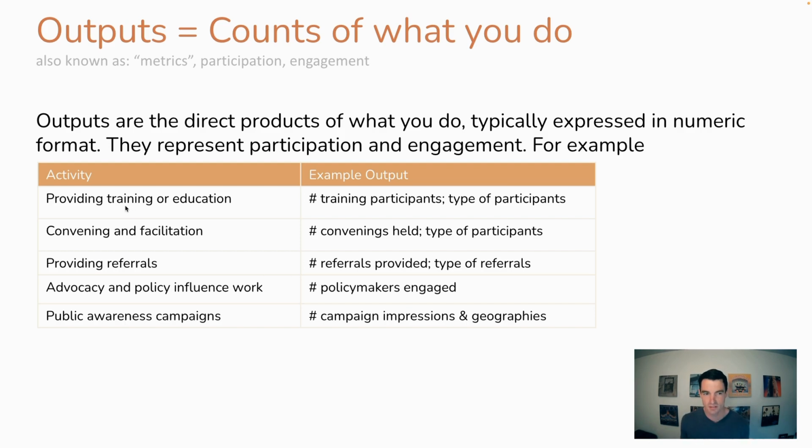So if your activity is providing training or education, an output would be the number of training participants. It's the scale of engagement. If your activity is around providing referrals, your output might be number of referrals provided, the types of those referrals, that sort of thing. So conceptually, keep in mind that outputs are numbers describing the scale of what you do, and outcomes describe the meaningful change based on that participation. So within this, we're not really talking about life change yet. Outputs generally will just describe who has engaged with us and how.